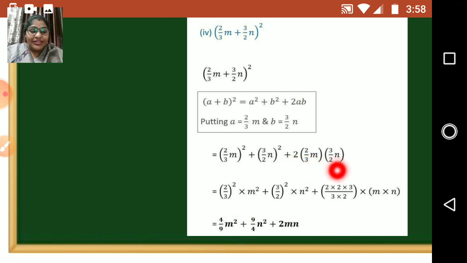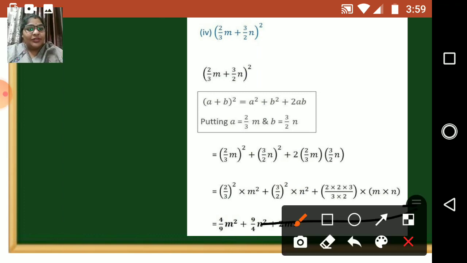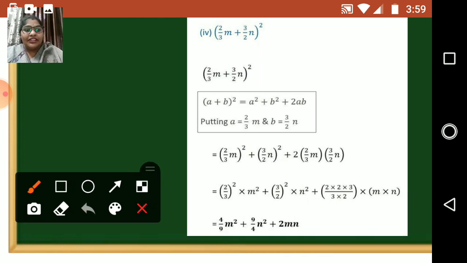And here if you see children, this 2 and 2 gets cancelled, and here 3 in the numerator and denominator also gets cancelled. So only 2 is remaining in the numerator. So 2 into m and n as it is. So here we get 4 upon 9 m square plus 9 upon 4 n square plus 2mn. I hope this was clear. Once again, if you want, I'll show you.